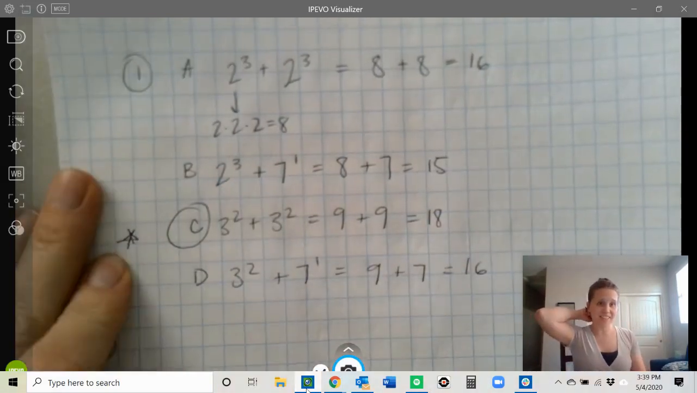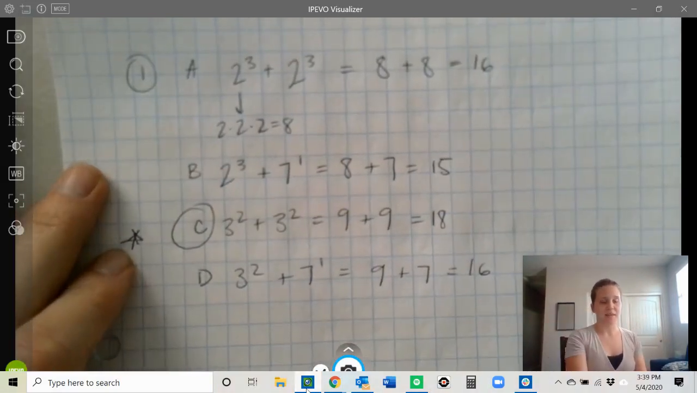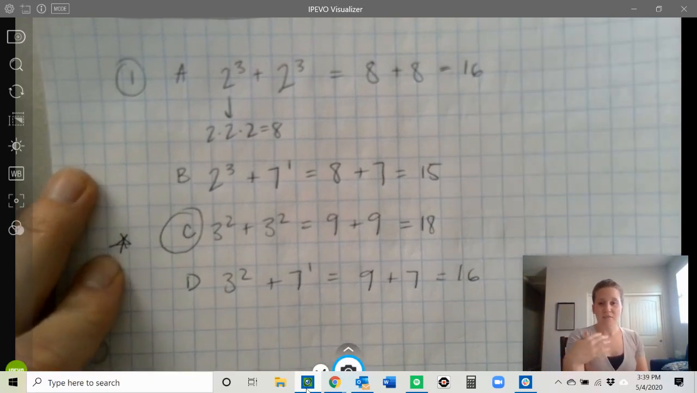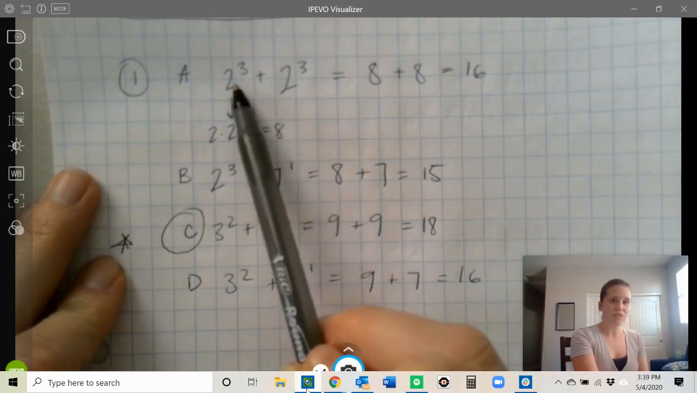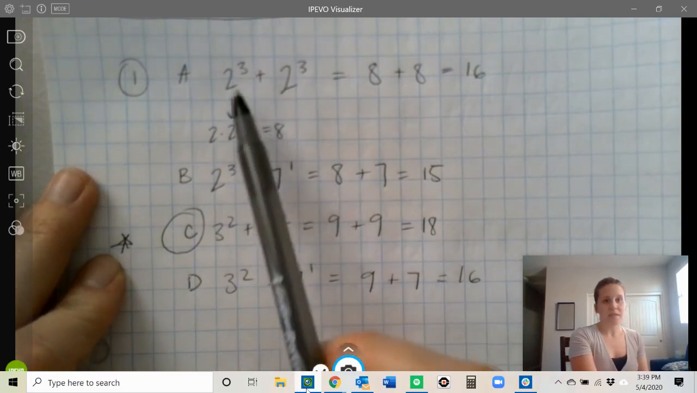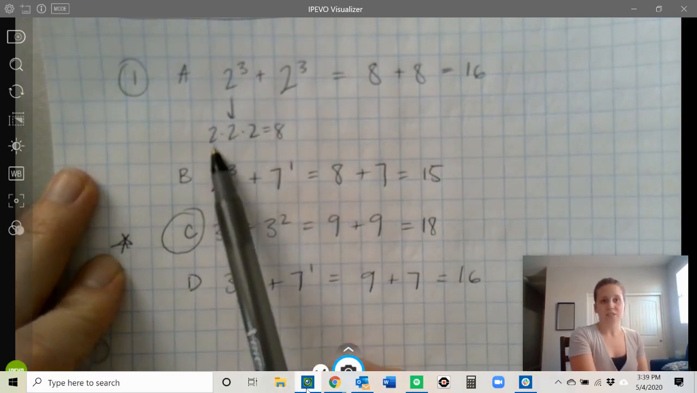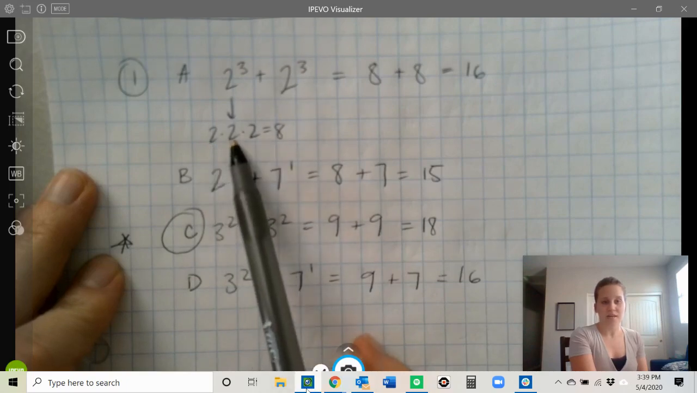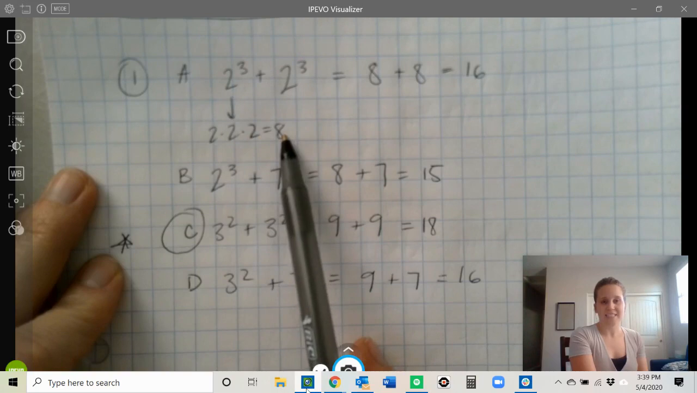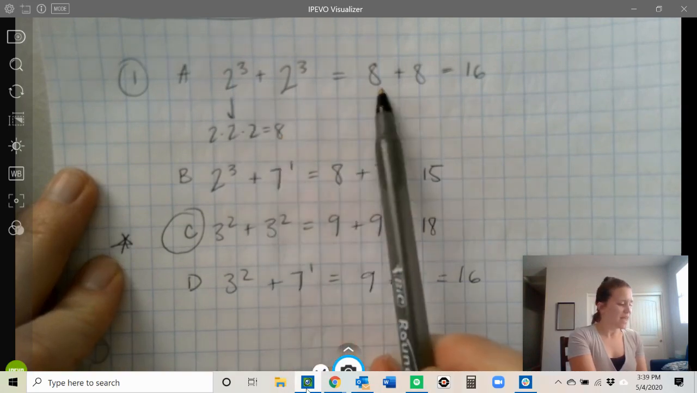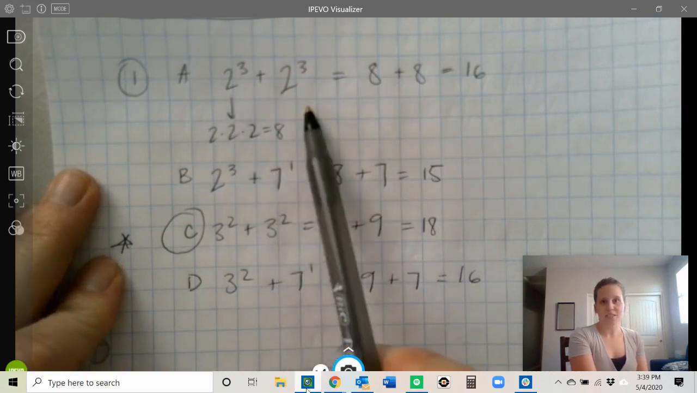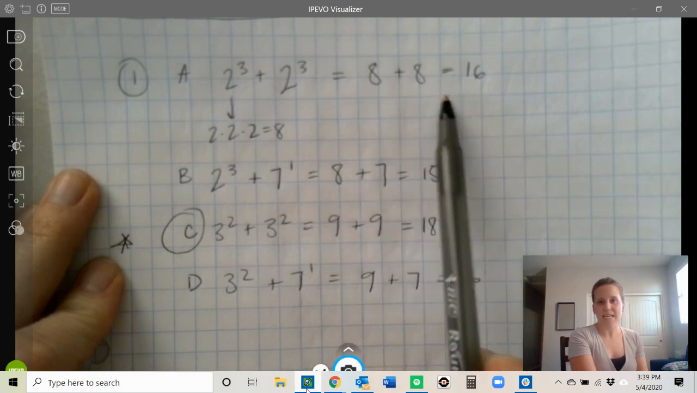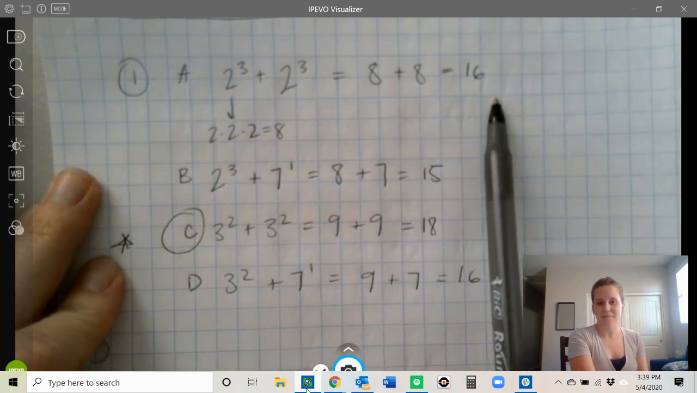If you don't have work that looks like this, go ahead and add it in with me. Okay. You had to solve a few exponents in order to get this question, like 2 to the third power. 2 to the third power means 2 times itself 3 times. 2 times 2 is 4, times 2 is 8. So 2 cubed has a value of 8. So 2 cubed plus 2 cubed equals 8 plus 8 equals 16.